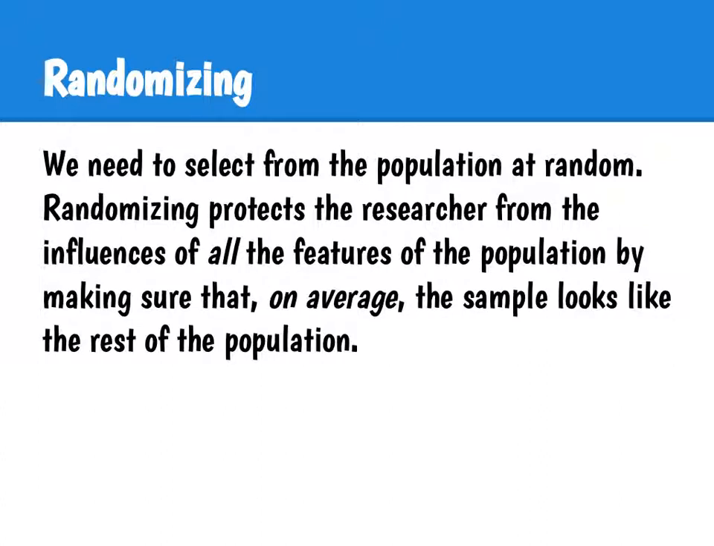So, when you're selecting people to survey, or doing a survey, you've got to select from the population at random. It protects from all the features of the population by making sure that on average the sample looks like the rest of the population. So if you were to take a random sample and a random sample and a random sample and a random sample, on average that random sample should represent the population.